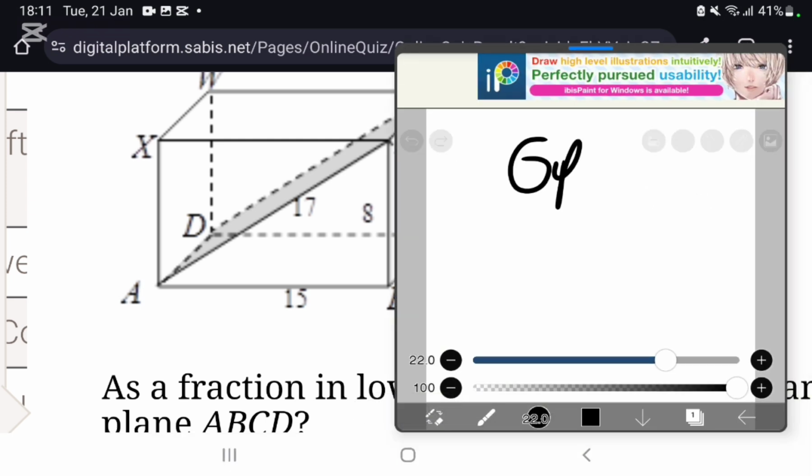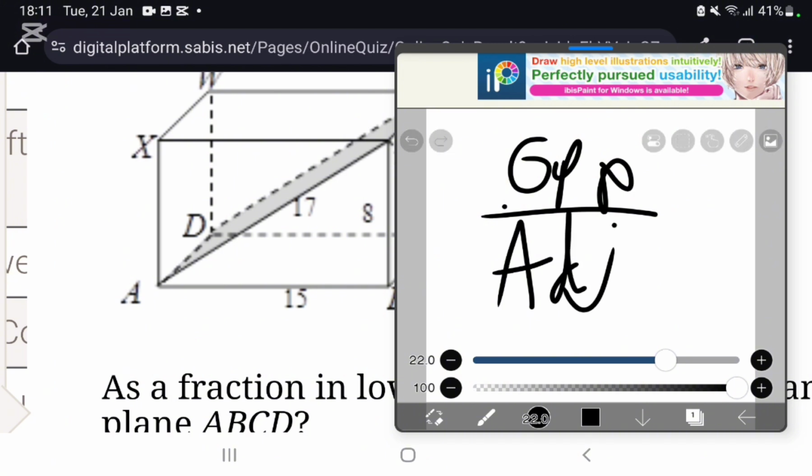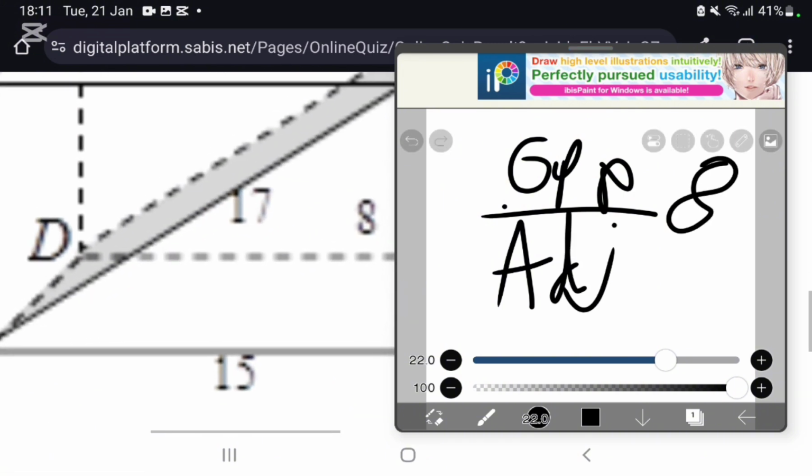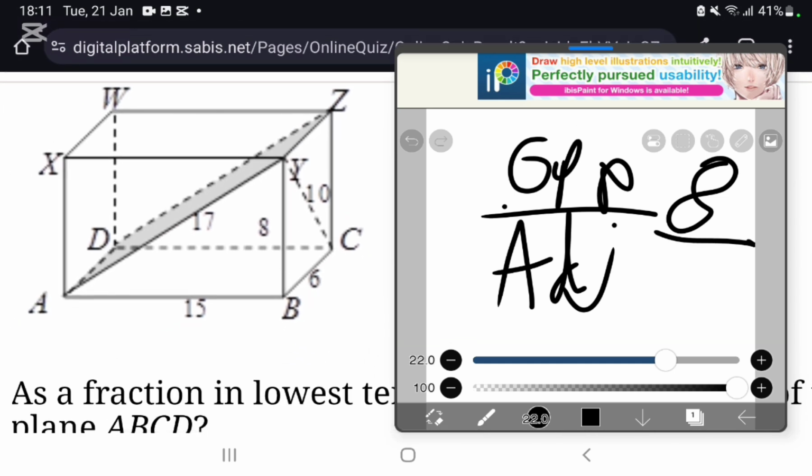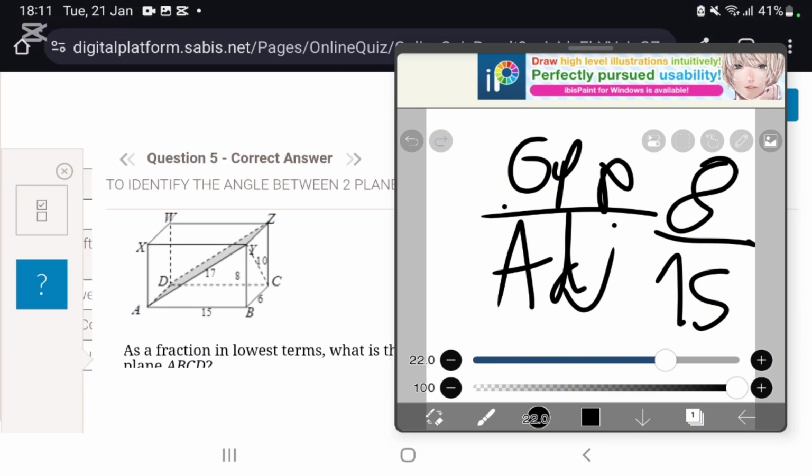Okay? So the angle YAB, they want the tan of it. Tan of YAB, tan is opposite over adjacent. The opposite here, which is 8, as we can see here, YB, over adjacent, which is 15, which is AB. Number 6.